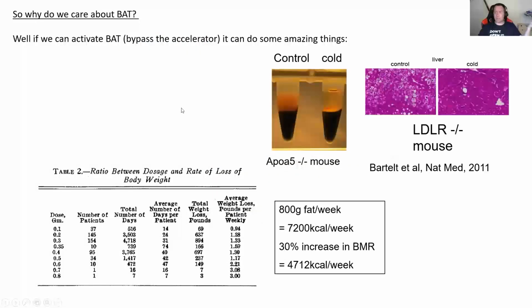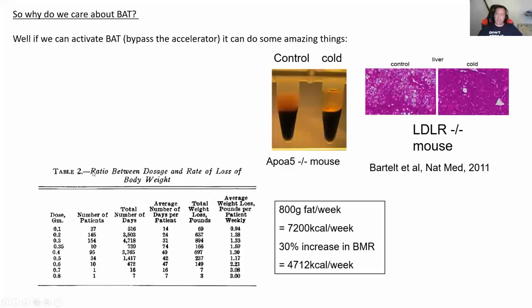So why do we care about this brown adipose tissue stuff if it doesn't affect energy expenditure? Well, it can do loads of great things, particularly if we have a way to activate BAT by bypassing the accelerator and just turn that engine on. If you hyperactivate BAT with cold exposure, you can basically cure dyslipidemia. This is an ApoA5 knockout mouse after just 24 hours of cold exposure. You can also cure NAFL. So this is an LDLR knockout mouse. Again, 24 hours of cold exposure, you just strip all the lipids out of the liver.